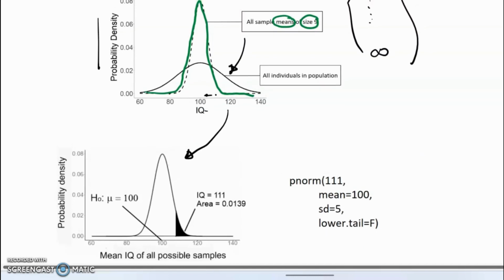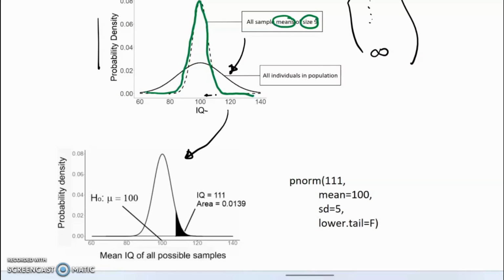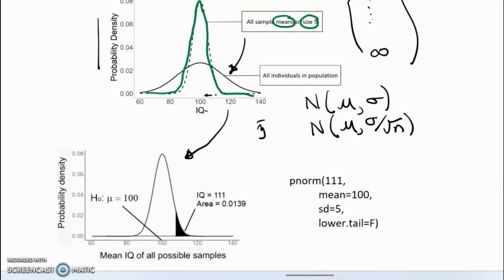Now, what the mathematicians tell us is that they know with absolute certainty that if the underlying population is normally distributed with some mean mu and some standard deviation sigma, then if you consider all possible values of y bar, all those means are going to be normally distributed with mean mu, but the standard deviation is going to be reduced: sigma over root n.